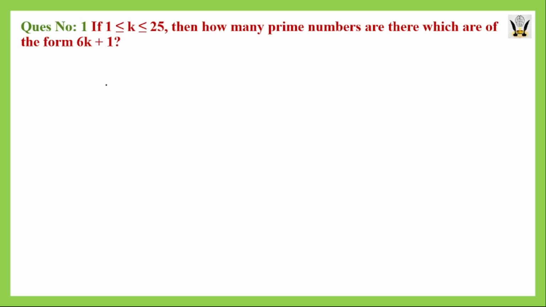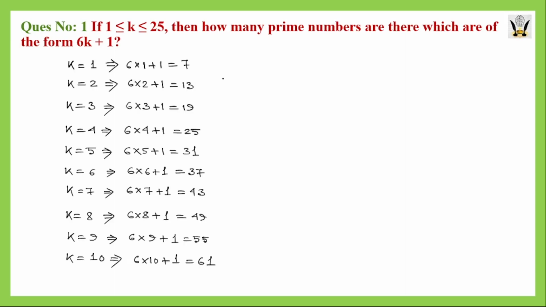So the prime numbers that we need to find will maintain this format 6k plus 1, where k starts from 1 and ends at 25. Now if we start putting the value of k from 1 till 25 by following this format 6k plus 1, here we have put the value of k from 1 to 10, and the numbers that we have obtained are from 7 to 61, and the format is 6k plus 1.